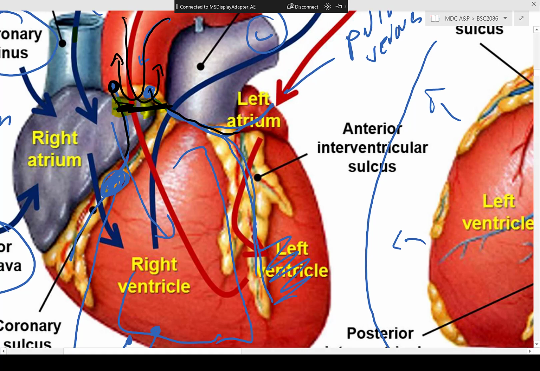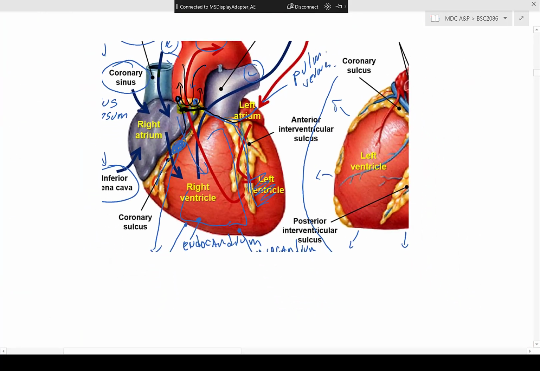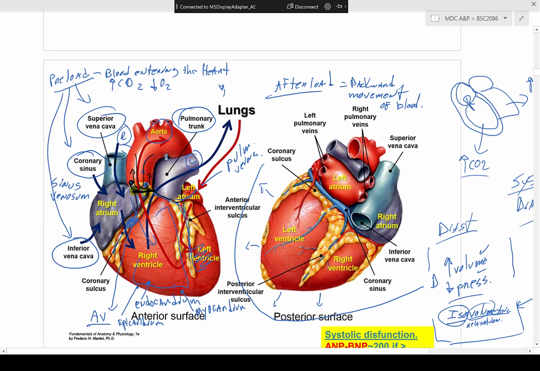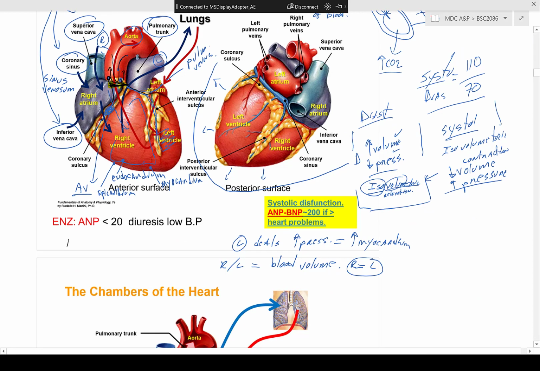Okay? What does this mean? That both right and left coronary arteries will only be filled with blood when you are in systole or diastole. So both right and left coronaries fill during diastole. Everybody got it? It doesn't happen during systole because the pressure is what?